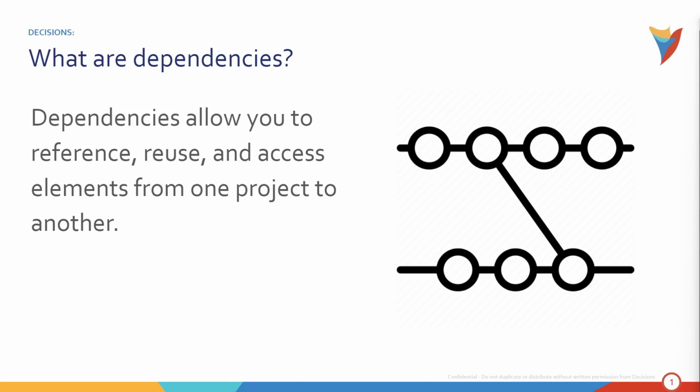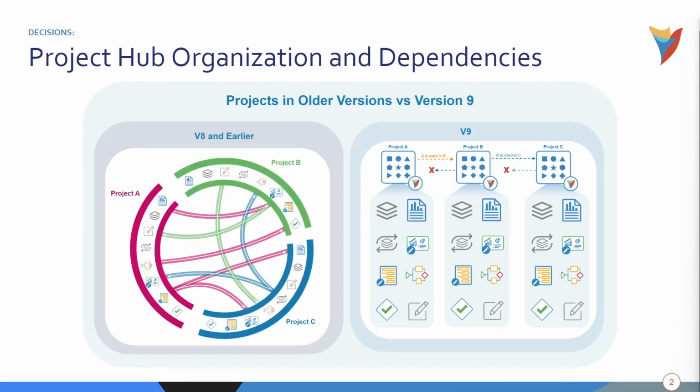Dependencies are what allow you to reuse, reference, and access elements from one project to another. If you're watching this video, you probably have a generalized idea about dependencies and how they work, but the paradigm has shifted from version 8 to version 9 in the way that you implement these dependencies. Version 8 and earlier, you were allowed to have circular dependencies like the image on the left, whereas moving forward into version 9, dependencies are just allowed to go one singular direction.